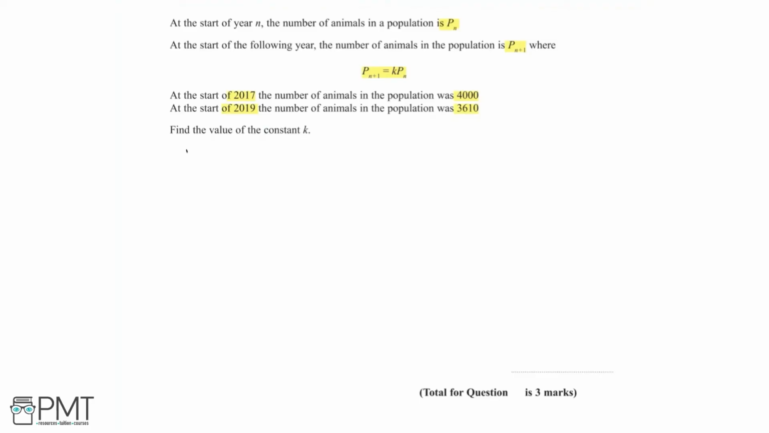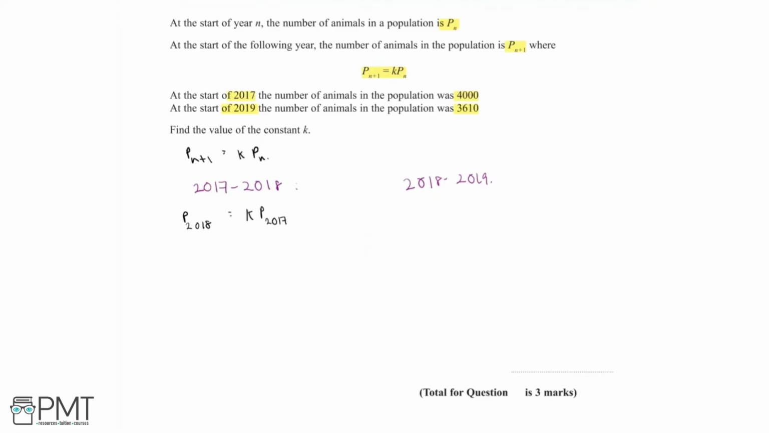We need to find the value of this constant k. What we know so far is that Pn plus 1 is equal to k Pn. And we can substitute our values in for 2 different occasions. We can do 2017 to 2018, and then 2018 to 2019. Now remember that n refers to the year, and so Pn plus 1 between 2017 and 2018 would be the population in 2018. And that's equal to some constant k multiplied by the population in 2017.